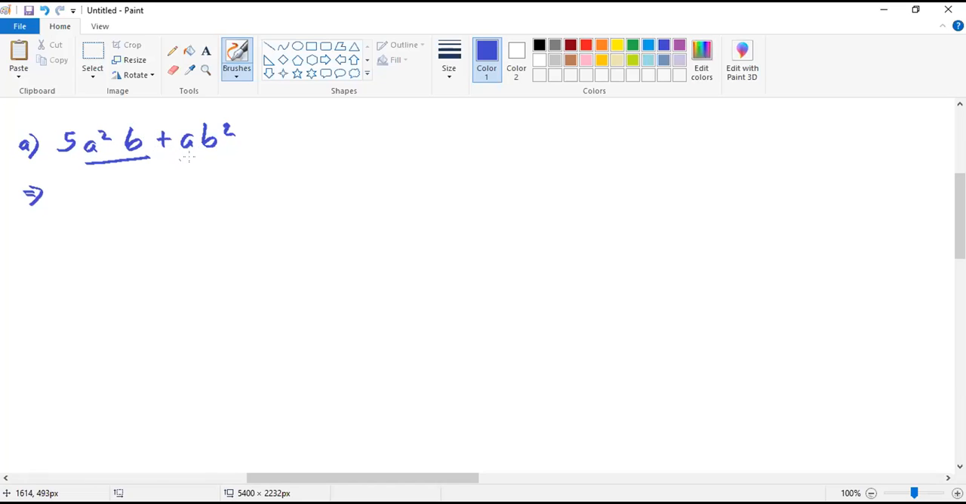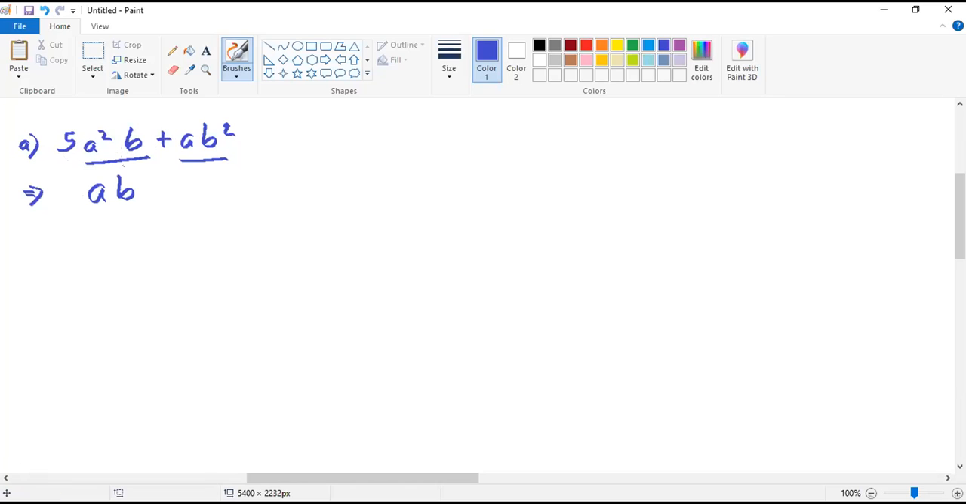Between the letters, which are variables, we want to think of them as a squared b and ab squared. So we'll compare the a's alone. What's the highest common factor between a and a squared? It's a. For the b, we have b and b squared. What's the highest common factor? b. And then we have 5 and 1. What's the highest common factor? 1, because 5 can't go into 1, but 1 can go into 5.